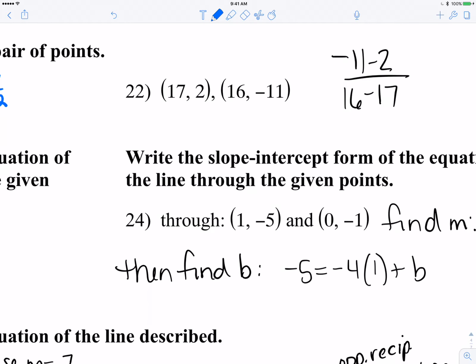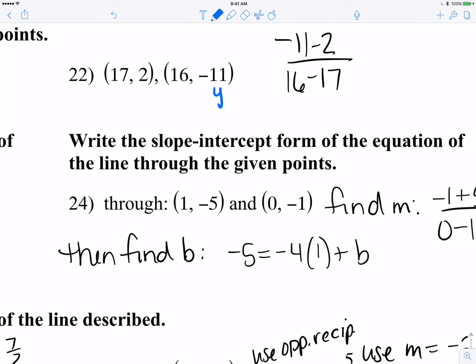Number 22. Y minus y on top. So -11 minus 2 on the top. In the denominator is x minus x. So 16 minus 17. That gives us -13 over -1, which is +13 slope.